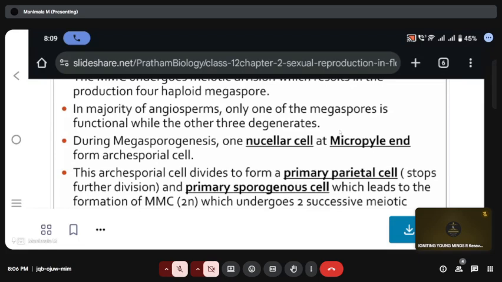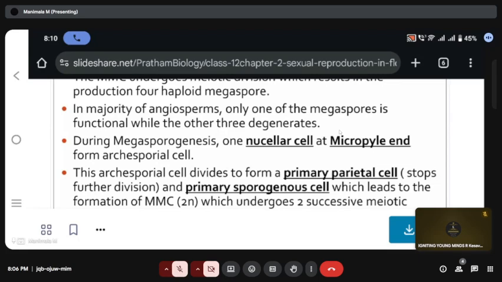Okay, archisporial cells. Towards the micropylar end, what cells are formed? Archisporial cells are formed. During megasporogenesis, one nucellar cell at the micropylar end forms the archisporial cell. This archisporial cell divides to form what? Primary parietal cell. Okay, and primary sporogenous cells.